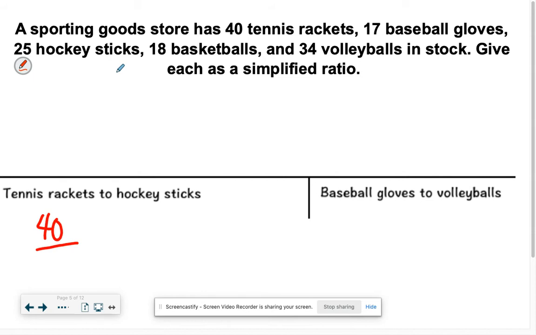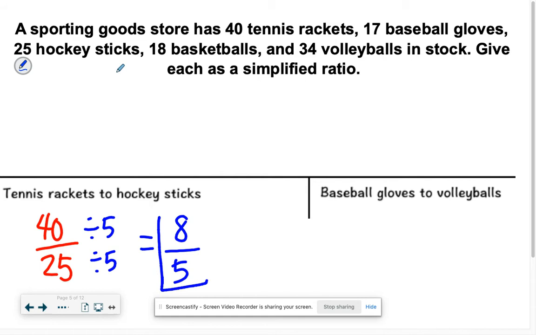How many hockey sticks do we have? 25. So now you can either use your calculator and I can show you how to reduce on there, or you guys think, how do you reduce 40 over 25? Can you think of a number that goes into both of those? 5. Yep, that's a good place to start. So if we divide both of them by 5, what is 40 divided by 5? 8. 8 over 5. Can you reduce 8 over 5? No. So we did it. Good work.